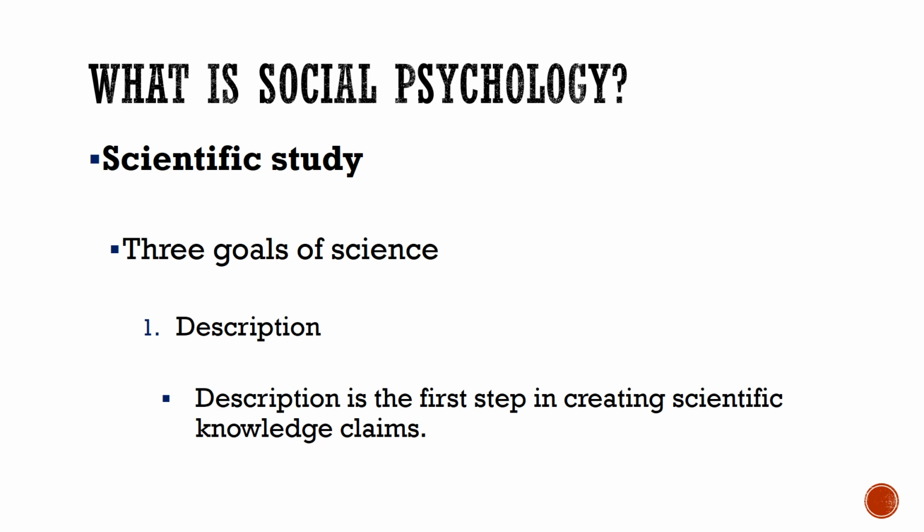Now, all sciences, from physics to biology to economics to social psychology, have three main goals. The first of these goals is description. Description is the first step in creating scientific knowledge. To understand whatever we want to understand, we first must describe it accurately and adequately.